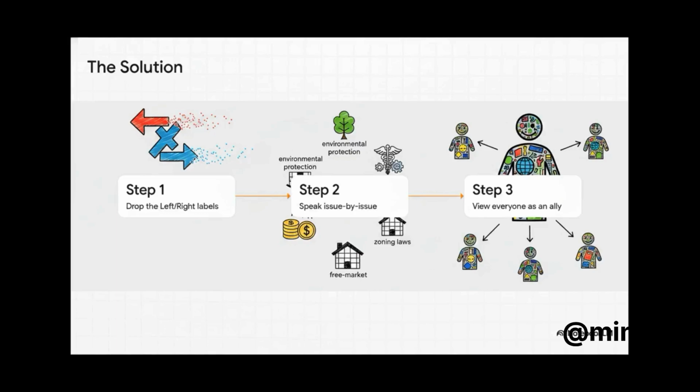The researchers propose changing our vocabulary entirely. Step 1. Drop the totalizing left and right labels. Stop calling someone a right-wing this or a left-wing that. Step 2. Speak strictly issue by issue. Say, you're in favor of environmental protection, or you favor a free market approach to healthcare. By doing this, we reach Step 3. Suddenly, every person you approach is a unique bundle of issue positions. You might disagree with them entirely on taxes, but totally agree with them on zoning laws.